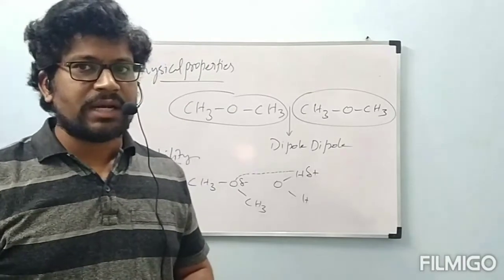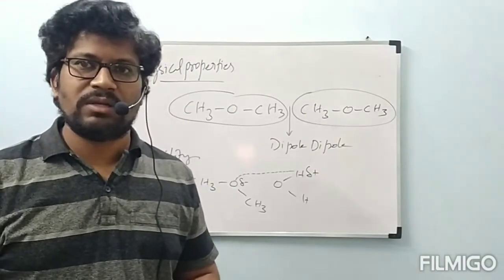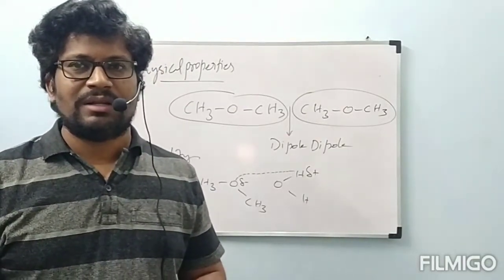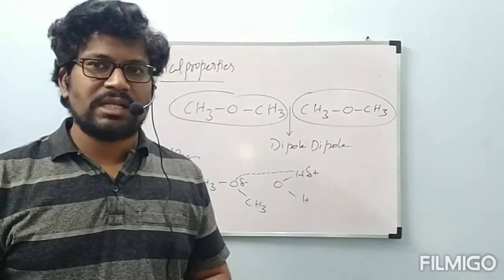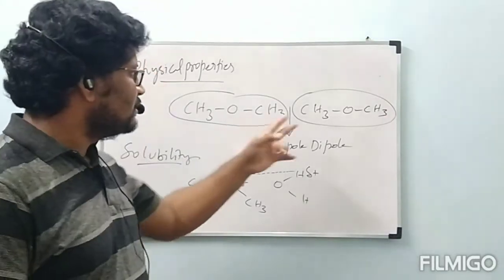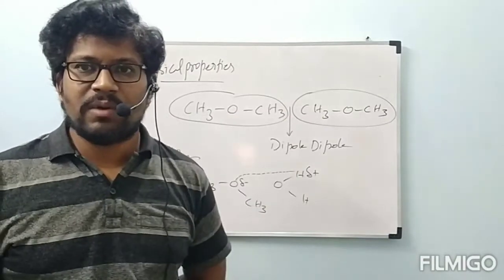Intermolecular hydrogen bonds are formed between one alcohol molecule and another alcohol molecule. There is a chance of formation of hydrogen bonds. That is the first discussion, that is melting and boiling points.